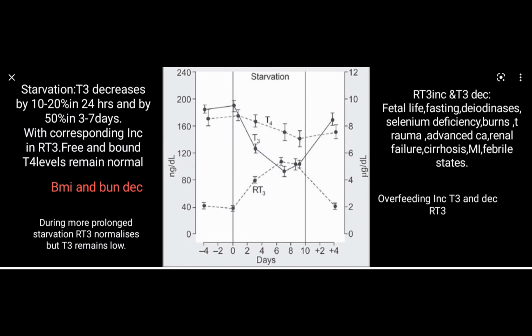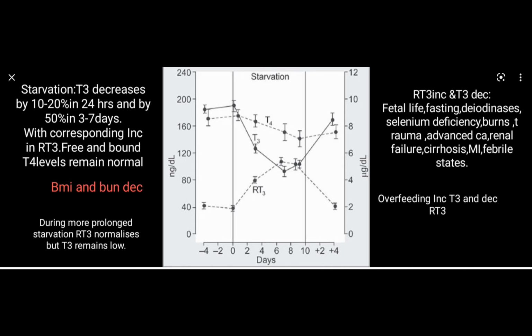The next image is about the levels of T3 and T4 and reverse T3 in cases of starvation. In cases of starvation, as is visible from the graph, T3 decreases. T3 is decreasing and T4 is almost remaining constant, remaining normal, and reverse T3 is increasing.